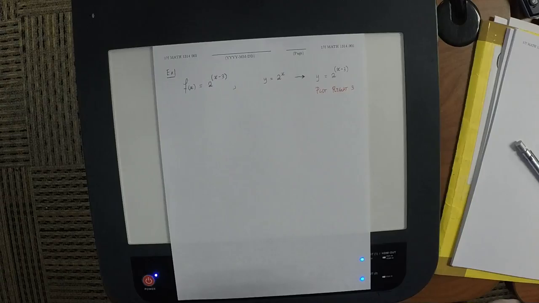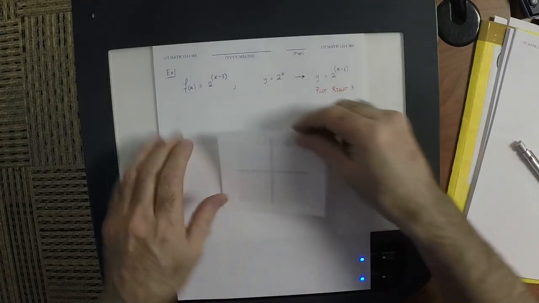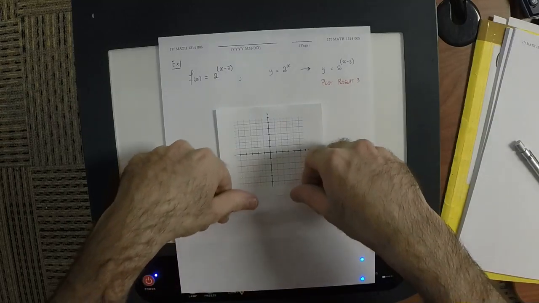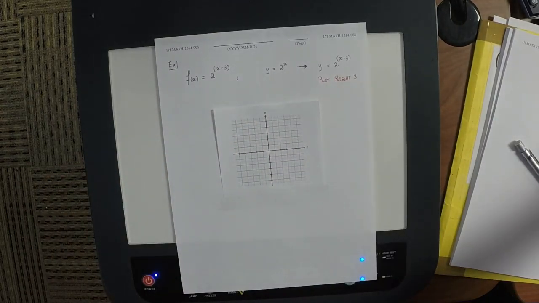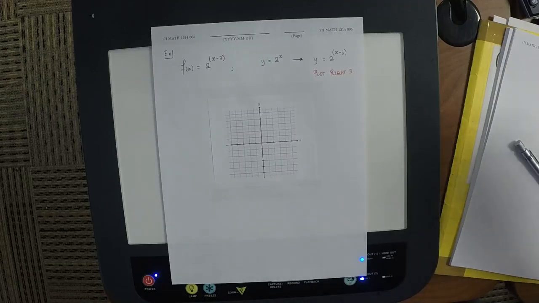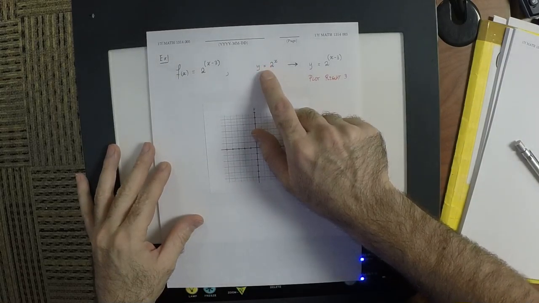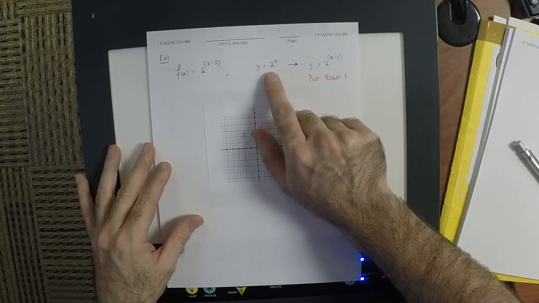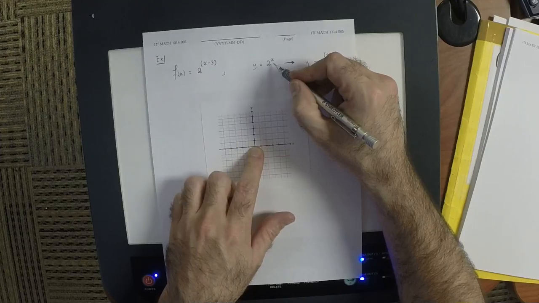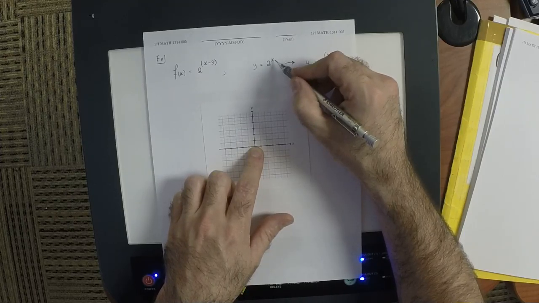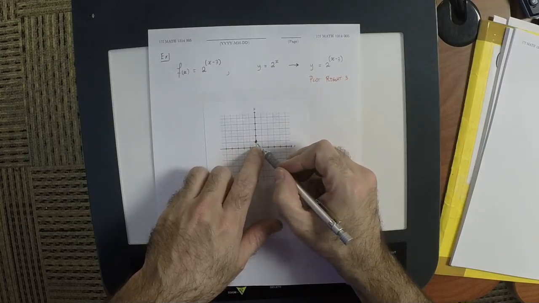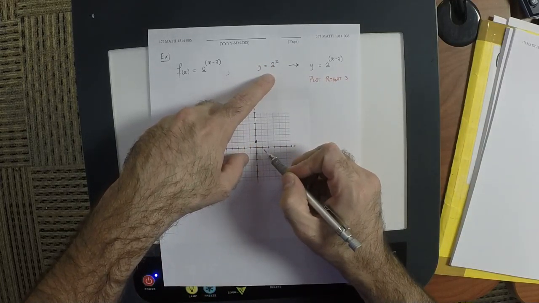Alternatively, you could consider the plot to be stationary, and then the coordinate system, the axes behind it, are moving to the left 3. So let's plot this as a result. The strategy I'm going to take is I'm going to plot this one first. I'm just going to put little dots for this one. So what if x is 0? Then what is y? What is 2 to 0? 1.